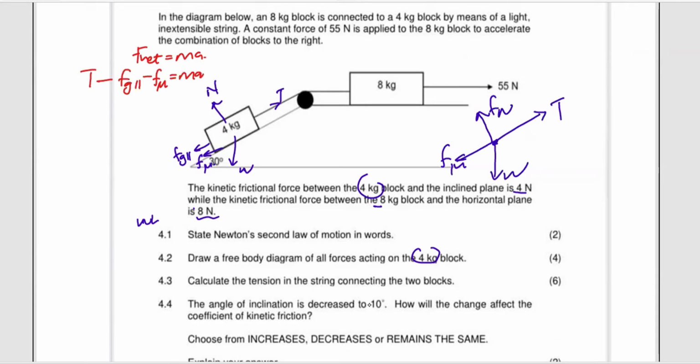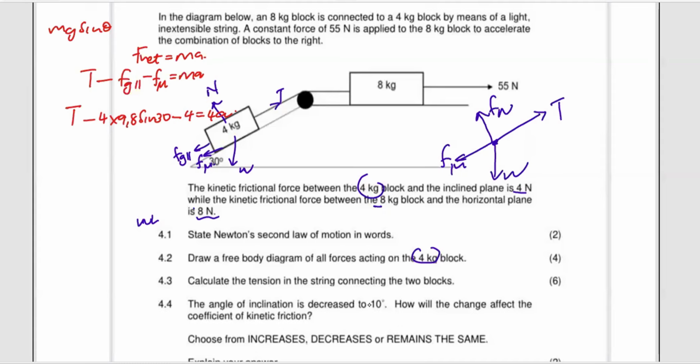Okay, so our tension is what we're looking for. Our F_g parallel is mg sine beta, so that is 4 times 9.8 times sine of 30, minus the frictional force they gave us, which is 4, should give us 4a. So from this, I'll have my first approach.